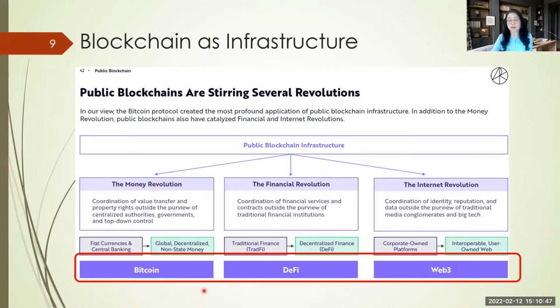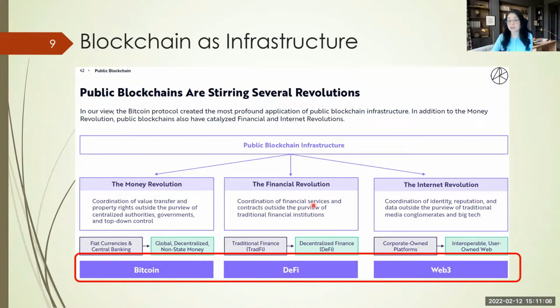In particular, ARK talks about blockchain as the infrastructure for three revolutions. These are the three elements I'm going to focus on today. The first one is called the money revolution. So we're going to talk about the role of Bitcoin for money.